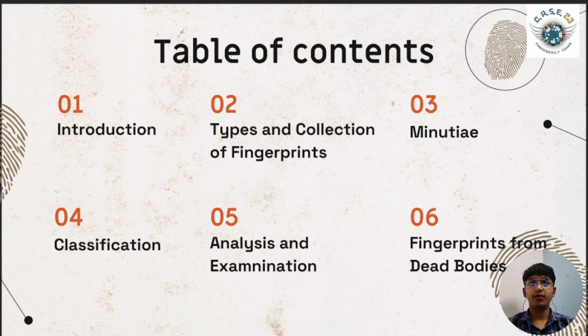First, we will start with an introduction to fingerprint evidence and why it is so important in forensic investigations. Next, we will look at the types of fingerprints and how they are collected from crime scenes. Then we will talk about minutiae patterns and the tiny details that make each fingerprint unique. After that, we will move on to classification, where we will break down the main fingerprint patterns.